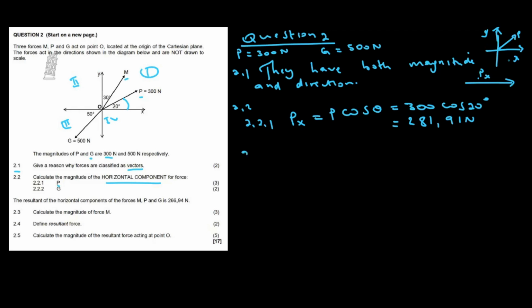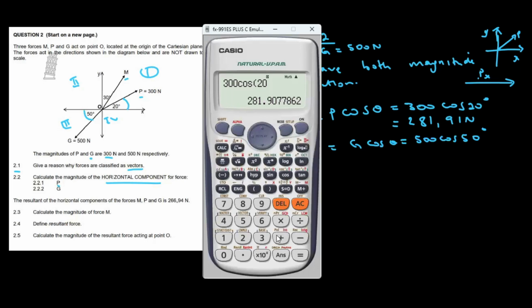So I can move to the next question. This is going to be 2.2.2, G in X. It's going to be the magnitude of G times cos of theta. If I substitute the numbers, G was given to me as 500, so this is going to be 500 cos of the angle. The angle between G and the horizontal is 50 degrees, so this is cos of 50 degrees. I can pull up my calculator and substitute the numbers. It's going to be 500 cos 50, so I get 321.39.